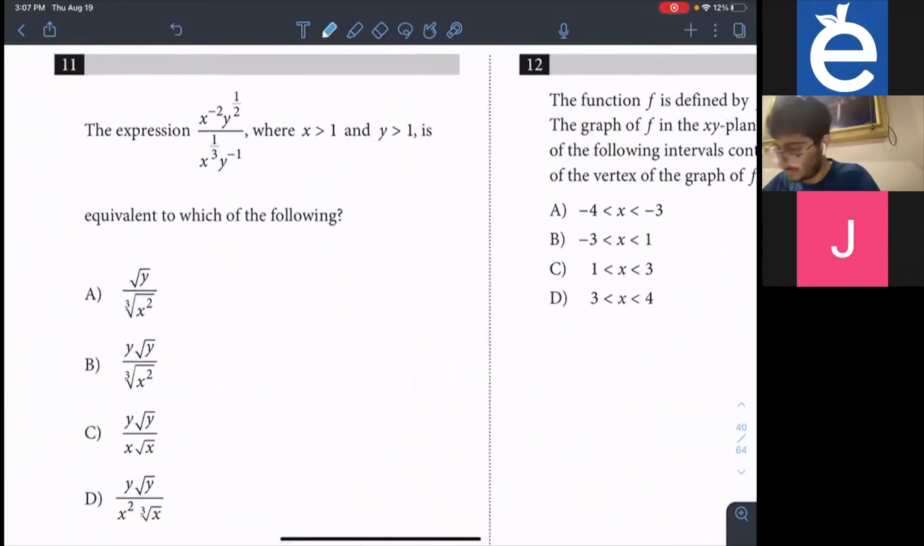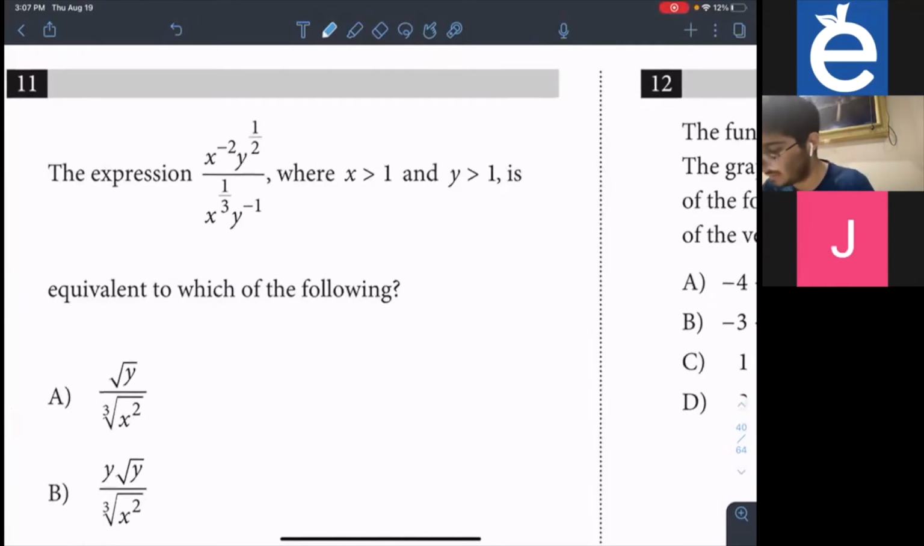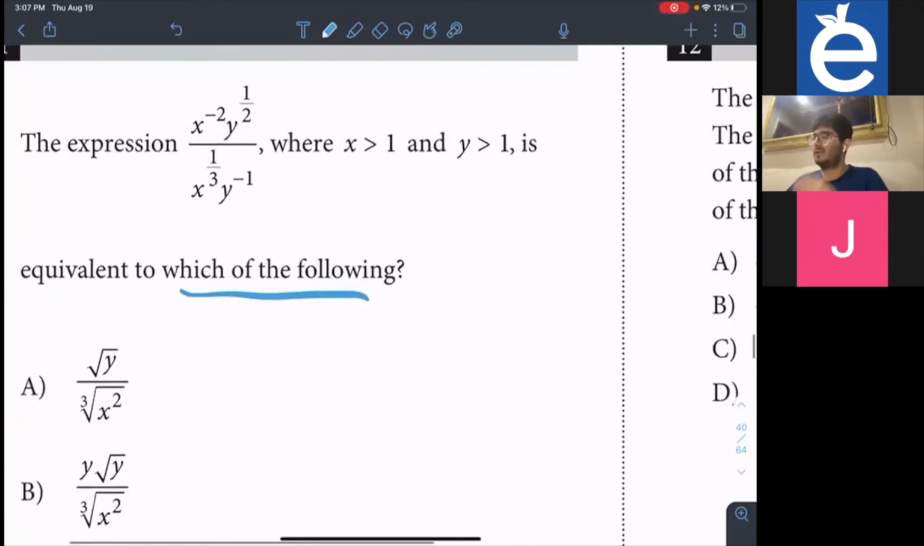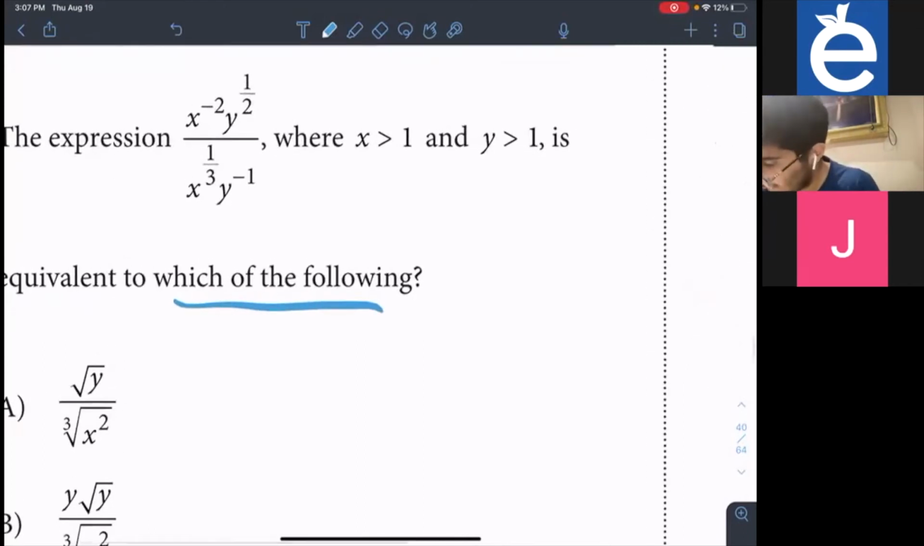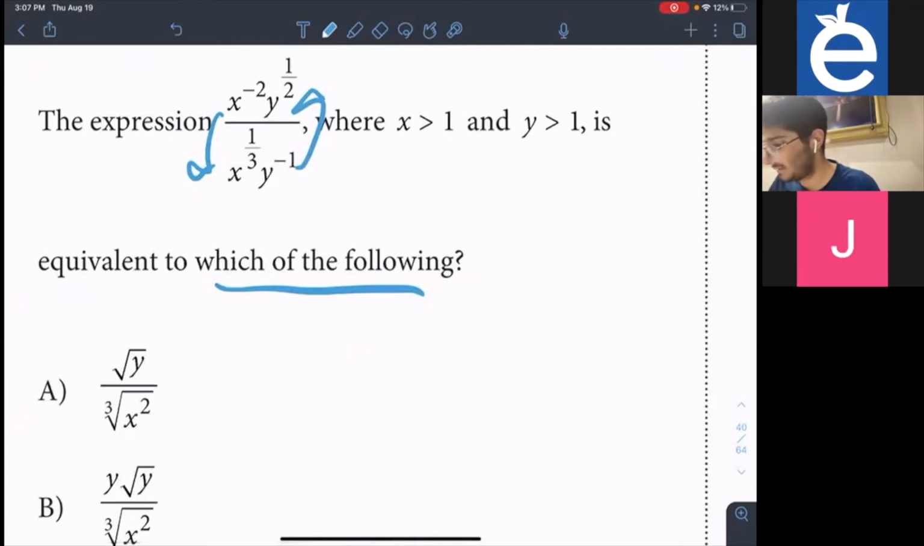Question 11. Okay, the expression x raised to the -2 times y over y raised to the 1/2 over x raised to the 1/3 times y raised to the -1, where x is greater than 1 and y is greater than 1, is equivalent to which of the following? So basically it's asking for simplification. If there's a negative exponent on the top, you just bring it down to the bottom. So we can rewrite this, bring all the x's to the bottom and the y's to the top. You have to bring the opposite.